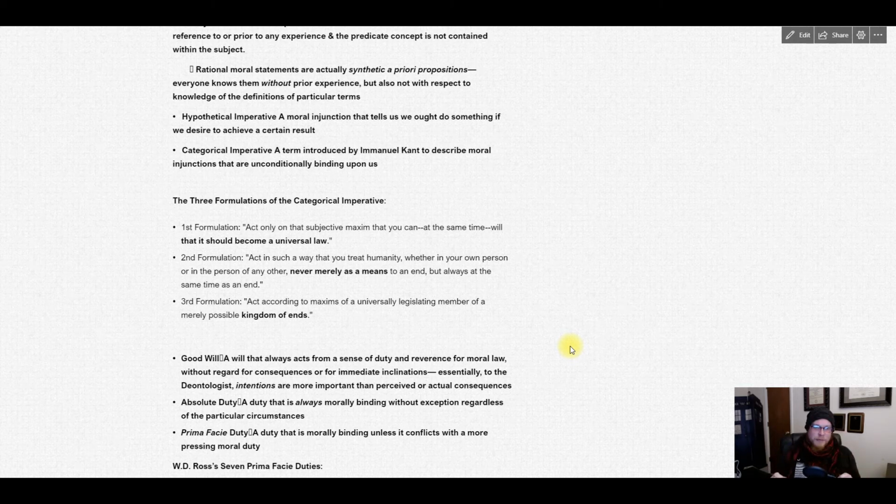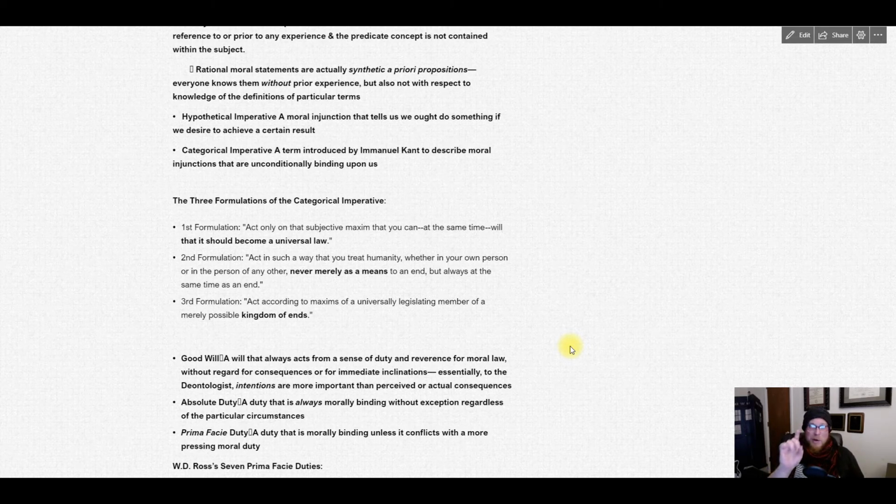So basically, this is a technical way of saying only be okay with doing something if you'd be okay with everybody doing it. The second formulation of the categorical imperative is this: act in such a way that you treat humanity, whether in your own person or in the person of any other, never merely as a means to an end, but always at the same time as an end. So what does it mean to treat people as an end? You treat people with dignity in themselves. You don't use people merely as a means.